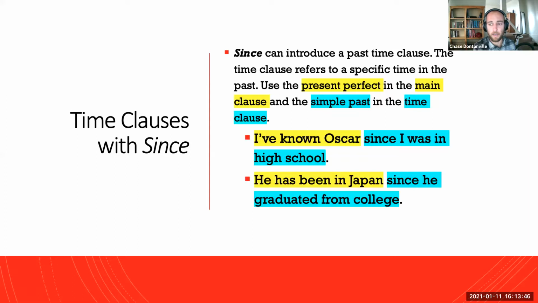He has been in Japan since he graduated from college. So he has been in Japan, main clause in the present perfect. The time clause, since, and then it's in the past simple, graduated. He graduated from college.